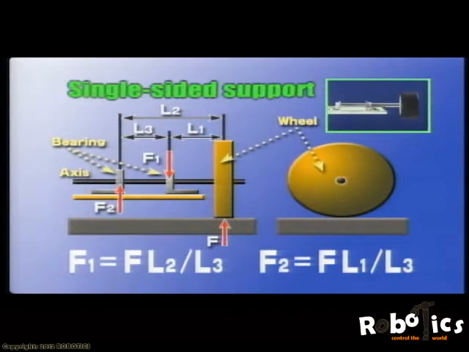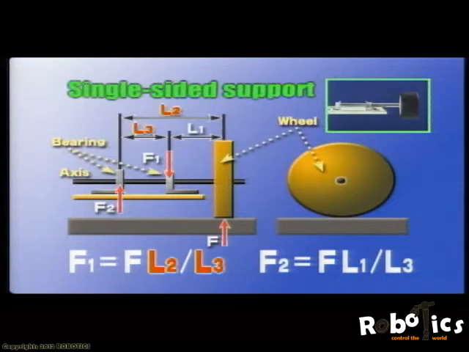This is a bearing. We'll use a wheel as an example. Here's the wheel, the axis, and the bearing. This is an example of bad design. When a wheel is overhung on 2 bearings like this, a very large force is applied to the bearings. This is shown in the equation here.